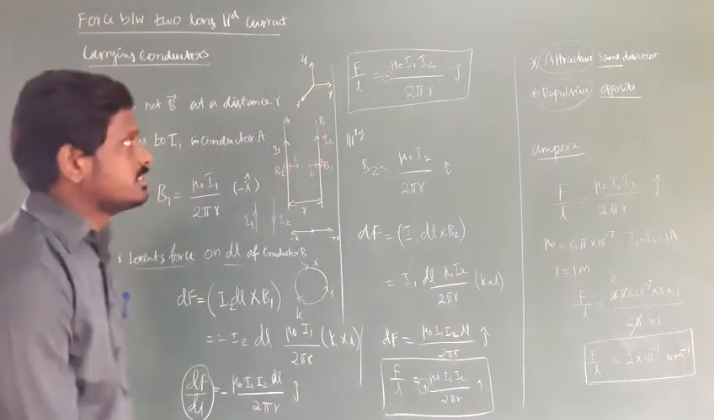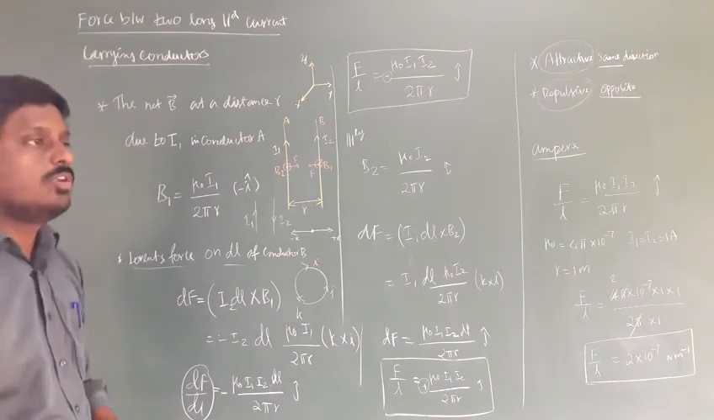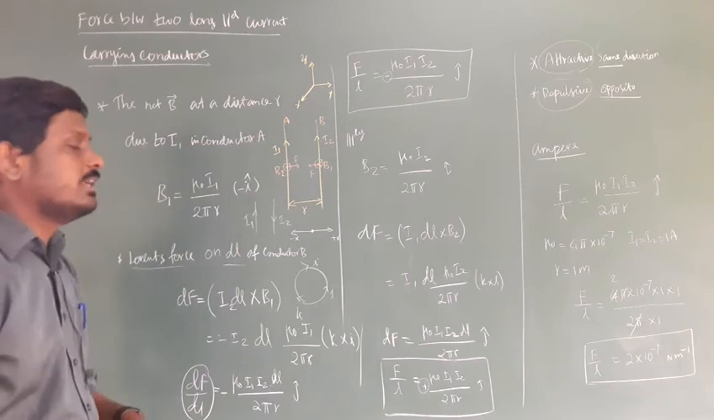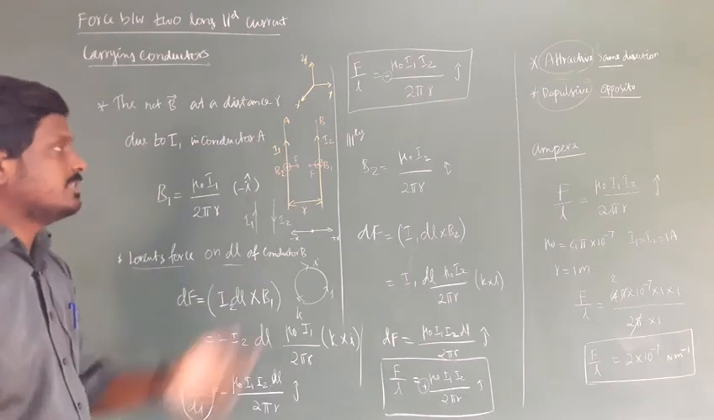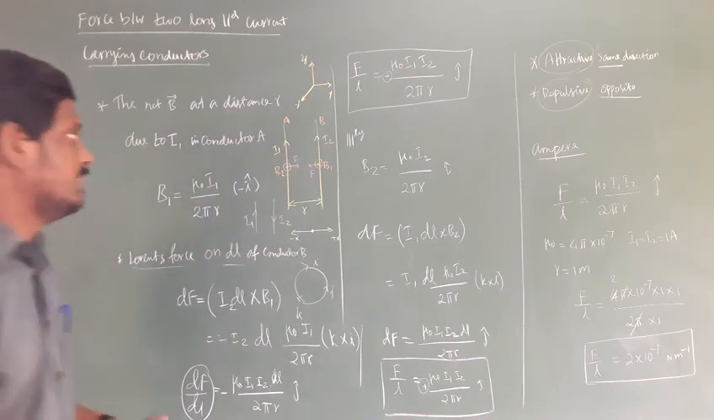So in this class we have discussed, first, a 5-mark question: the force between two long parallel current carrying conductors. So two long current carrying conductors. What is the force, whether it is a repulsive force or an attractive force? Then what is the procedure followed?